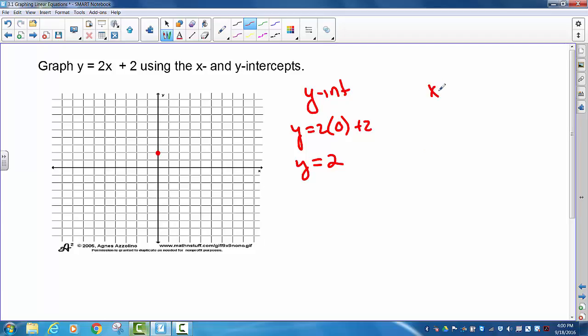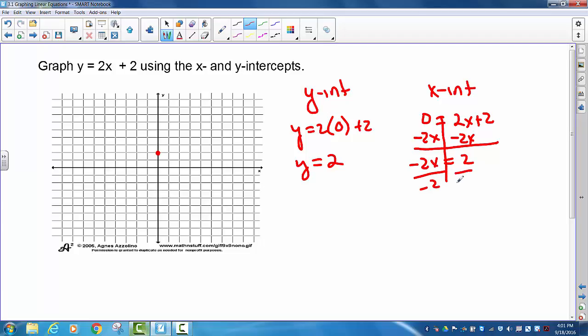Then the x-intercept occurs where y is 0. So we get 0 equals 2x plus 2. Minus 2x, minus 2x. You could have done minus 2 if you wanted to. I just chose to do the variable. Minus 2x equals 2. Divide by negative 2. Divide by negative 2. That gives us x equals negative 1. So we come over here to x and negative 1.